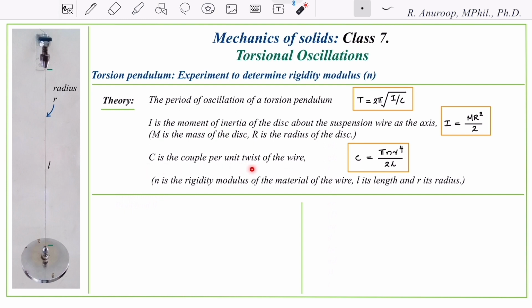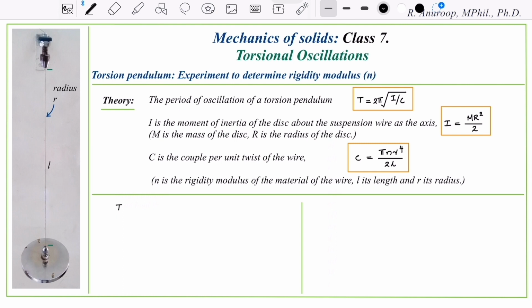Then what is C? C is the couple per unit twist of the wire, and we have seen that it is equal to pi n r raised to 4 divided by 2L, where n is the rigidity modulus of the material of the wire, L is the length of the wire, and r is the radius of the wire. We have to find out the rigidity modulus n from these equations.